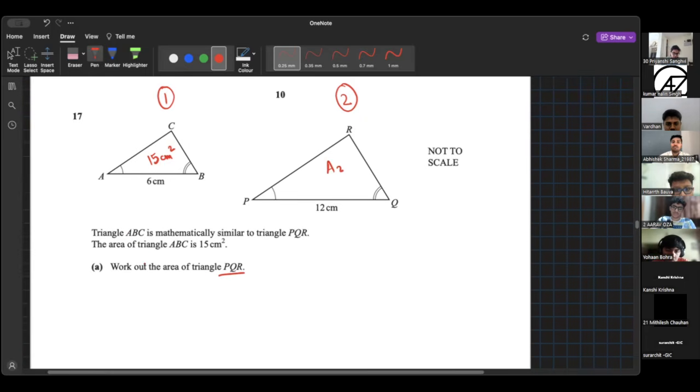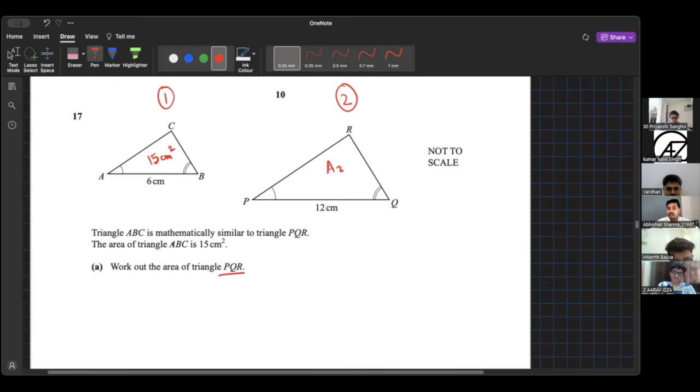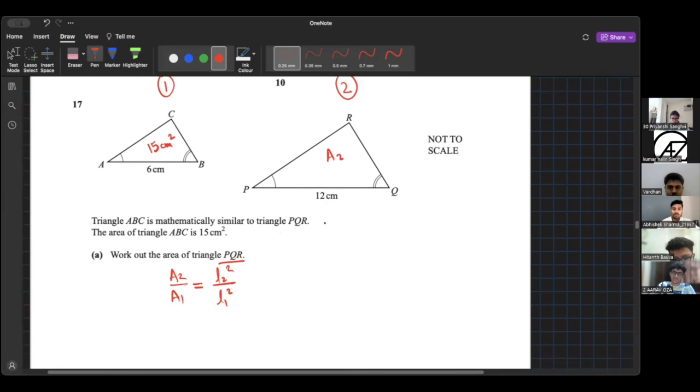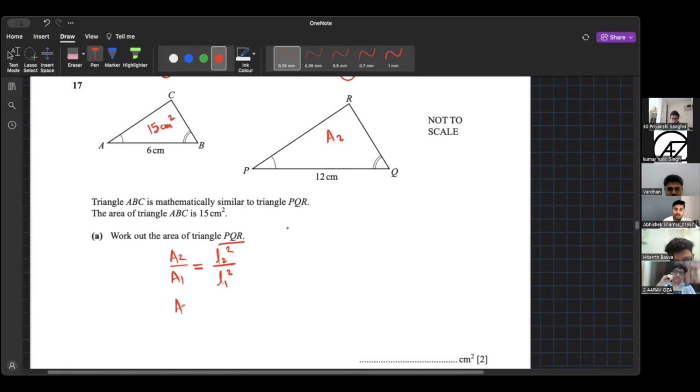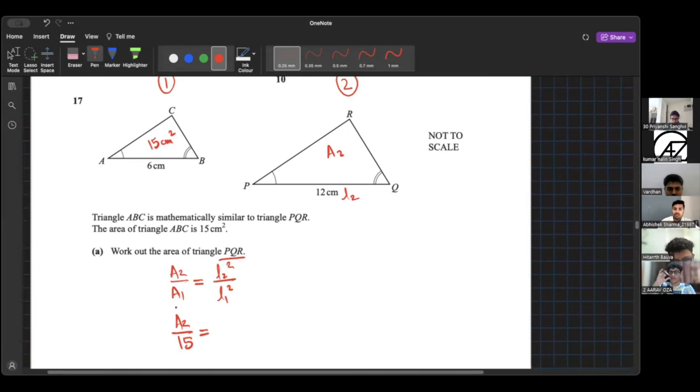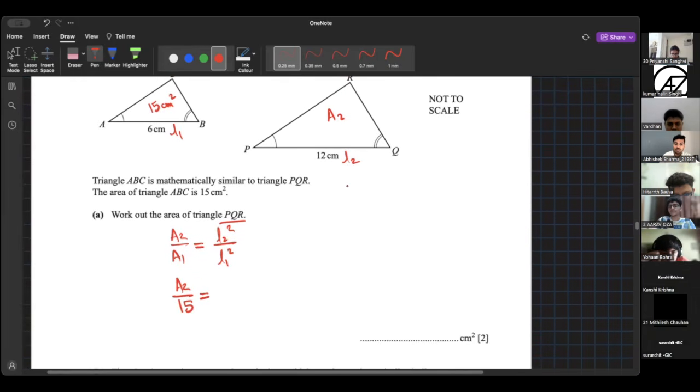So we have the formula to find the area of the similar shape, that is scale factor of area. We can write A2 upon A1 is equal to L2 square upon L1 square. Because A2 is missing, we started from A2. If in case A1 would be missing, we would have started from A1. So A2 is missing, so we can write A2 upon A1, that is 15, L2 square. So this is your L2, this is your L1. So 12 square upon 6 square.